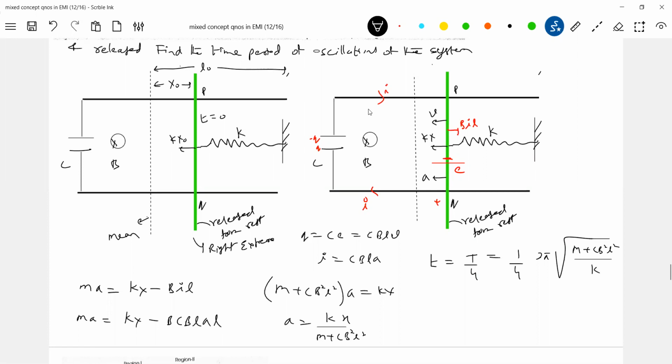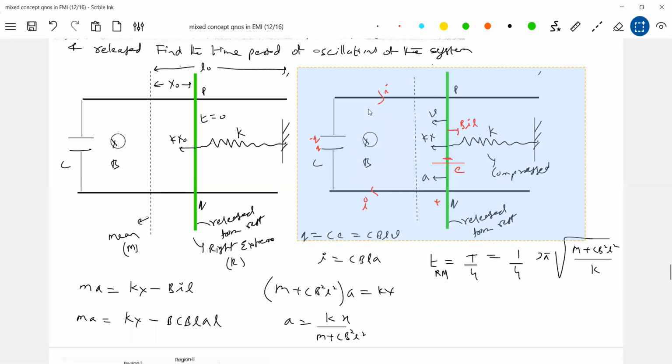Will you agree with this? This is the time taken to move from right extreme to mean. Right extreme, I'll write symbol M. Once it arrives at the mean, it will have maximum velocity, no? Then still, what happens? The induced current will flow in the same direction. But the spring will get elongated, no? What is the state of the spring? Compressed. You see, now the problem will change slightly. You have to be very careful here.